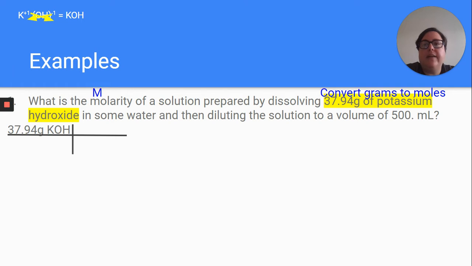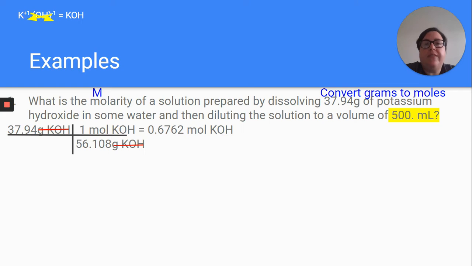We can take our grams, bring grams to the bottom. We're trying to go to moles on the top. So molar mass, potassium plus oxygen plus hydrogen, is the number you would write with grams. And then 1 goes with moles. The grams would cancel out, leaving us with 0.6762 moles of KOH.